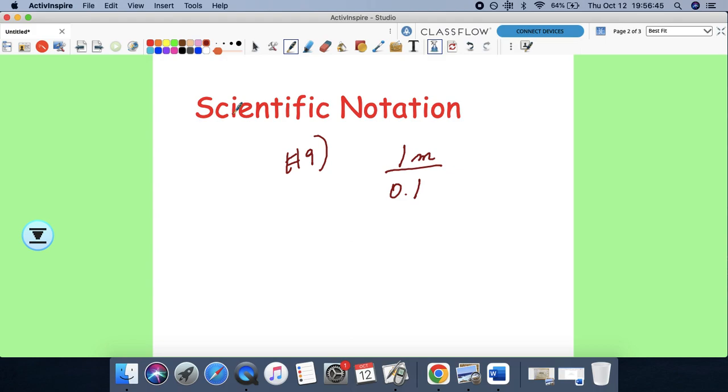Well, 370, okay, so you can skip this question. 370, if we change that to scientific notation, it's going to be 3.7 times 10 to the second power.